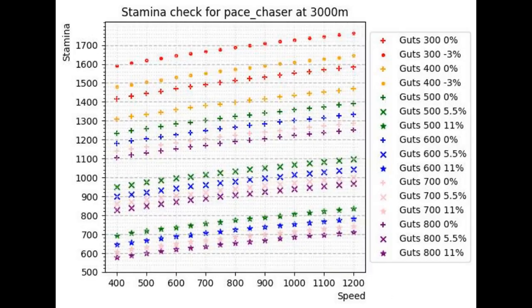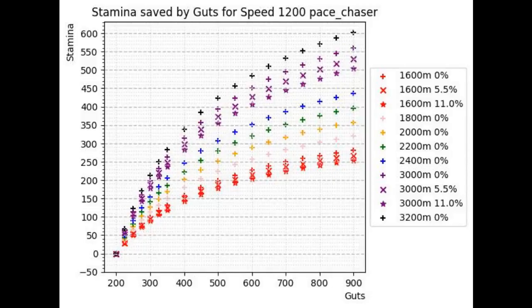Here is the same information, but with the x-axis plotting the speed stat. At 3000 meters, if you are debuffed by 3% of your HP, you need 200 more stamina than the original threshold. This plot compares how much stamina you save by having more than 200 guts. The benefit of guts for meeting the HP check drops off fairly quickly. That's why the balance patch added more uses for guts.